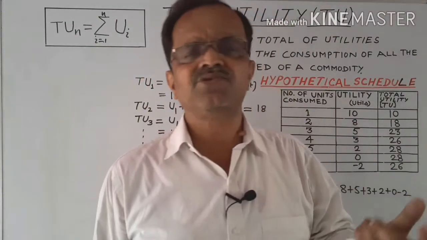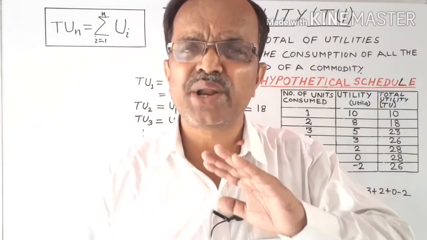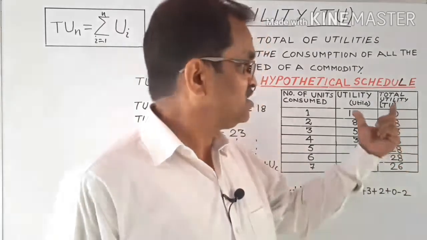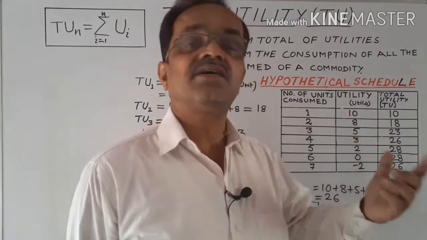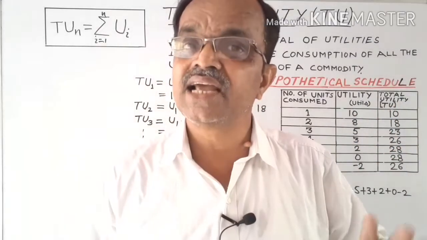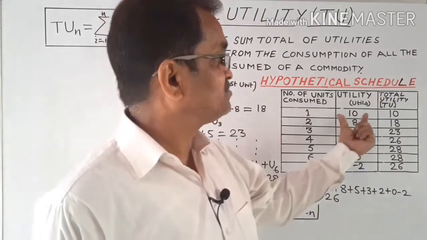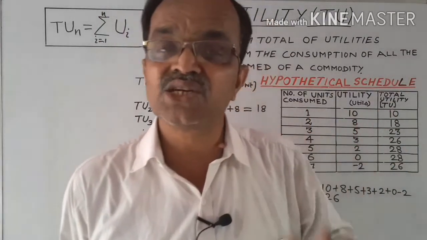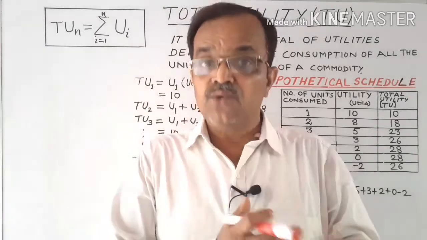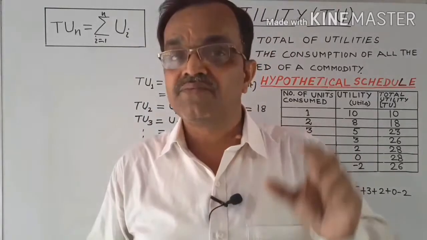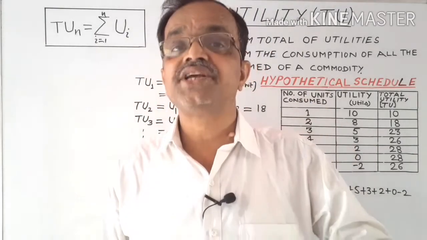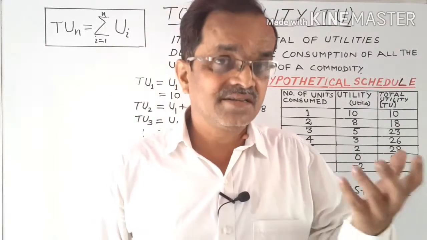This is a simple hypothetical schedule. You can write down any number. Means utility can be expressed in numbers. That is the cardinal approach of measurement, and accordingly it is written that the first unit gives 10 utils of satisfaction to the consumer. Now, after the consumption of that first unit of roti, what is the net result?